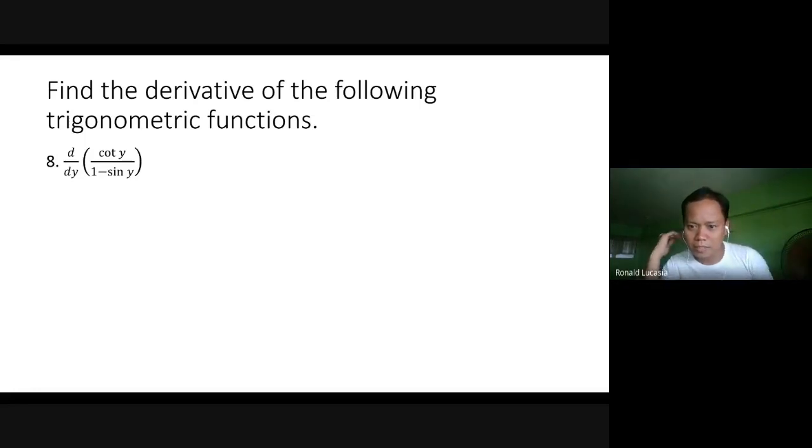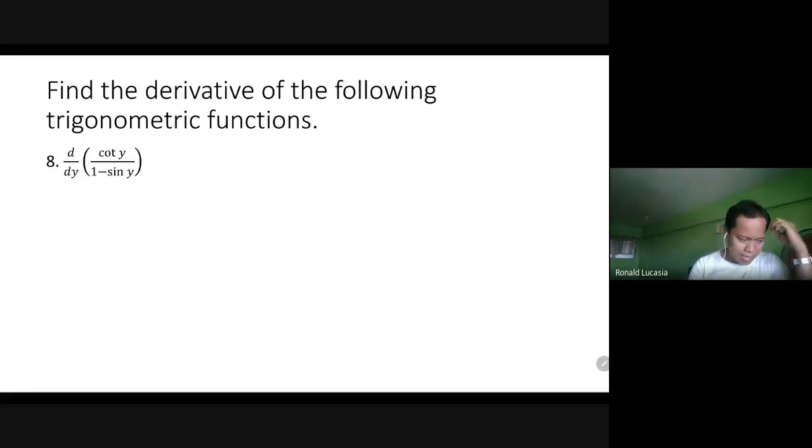From Card Peter, negative cosecant squared y minus sine y. I-check natin. Mahaba yung sagot niya pero wala lang tayong masisimplify doon. This will be, ang derivative neto ay, hindi siya equal.